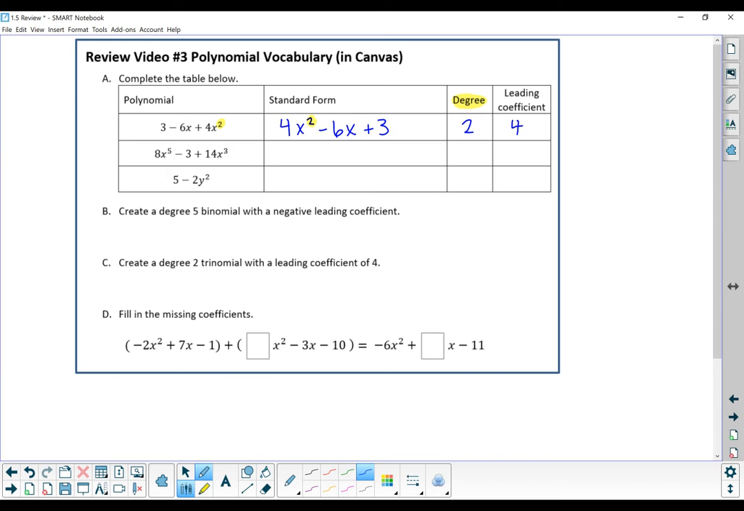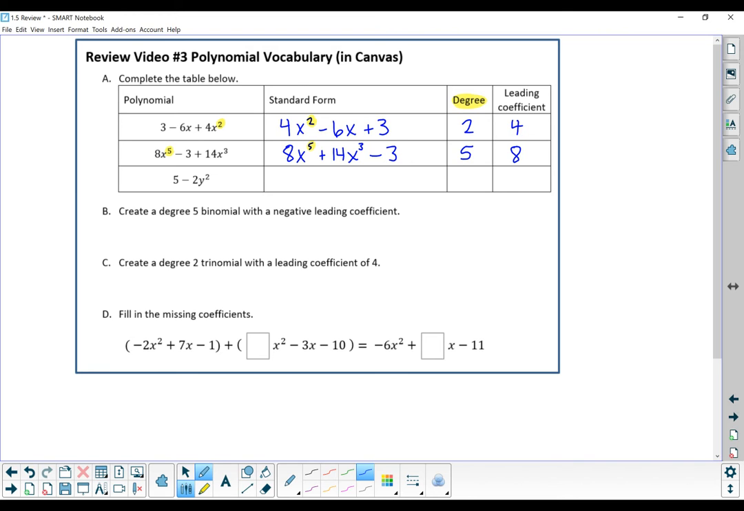For the next polynomial, it looks like the highest power term is this degree 5 one. It's already in the lead, but the other two aren't in the right order. So 8x to the 5th to start. Then we should have that 14x to the 3rd because we want them from highest power to lowest power, and that minus 3 is going to come last. Its power is 0. So our degree of this polynomial is 5. The degree is the highest power of any one term, and the leading coefficient is 8. That would be the coefficient of that most powerful term.